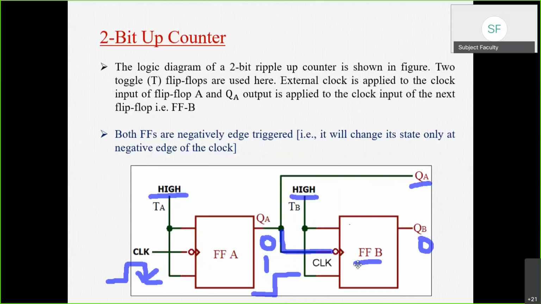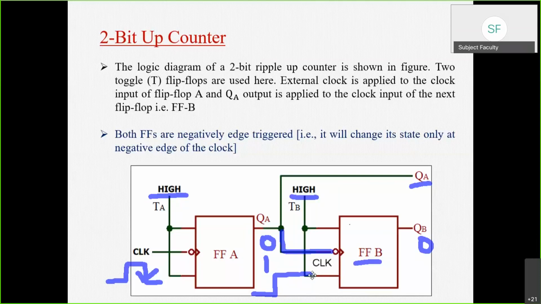But we know that flip-flop B is negative edge triggered. It will change its state only when a negative edge is applied. If you observe this QA, which I have drawn, is there any negative edge? Initially the output was 0, now it is 1. So there is no negative edge, and no negative edge means there will be no change in your flip-flop B.